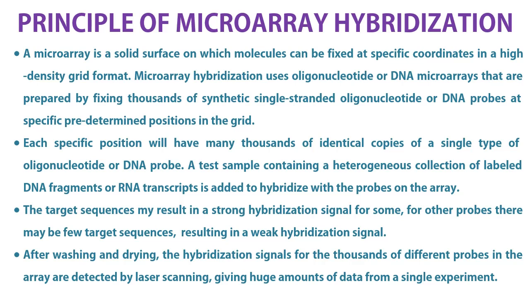A test sample containing a heterogeneous collection of labeled DNA fragments or RNA transcripts is added to hybridize with the probes on the array. The target sequences might result in a strong hybridization signal for some probes. For other probes there may be few target sequences, resulting in a weak hybridization signal. After washing and drying, the hybridization signals for the thousands of different probes in the array are detected by laser scanning, giving huge amounts of data from a single experiment.